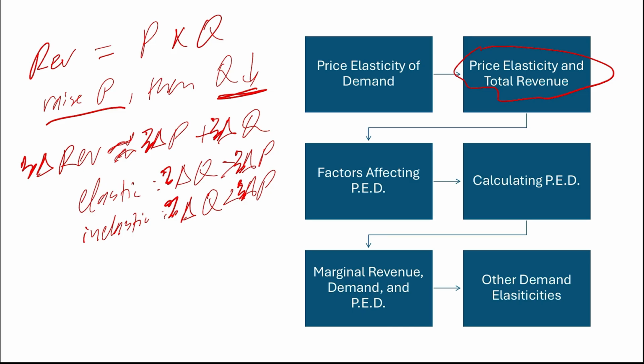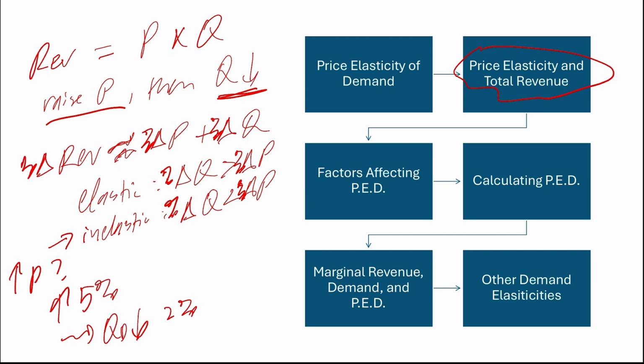Okay, and so let's say we're trying to consider how much we should raise the price of our product. If demand is inelastic, this could be a good idea, right? Because if we raise our price by 5%, then maybe our quantity demanded only goes down by 2%. And so that's going to mean that our revenue is ultimately going to increase, because our increase in revenue from the price going up is greater than our loss in revenue from the quantity sold going down.